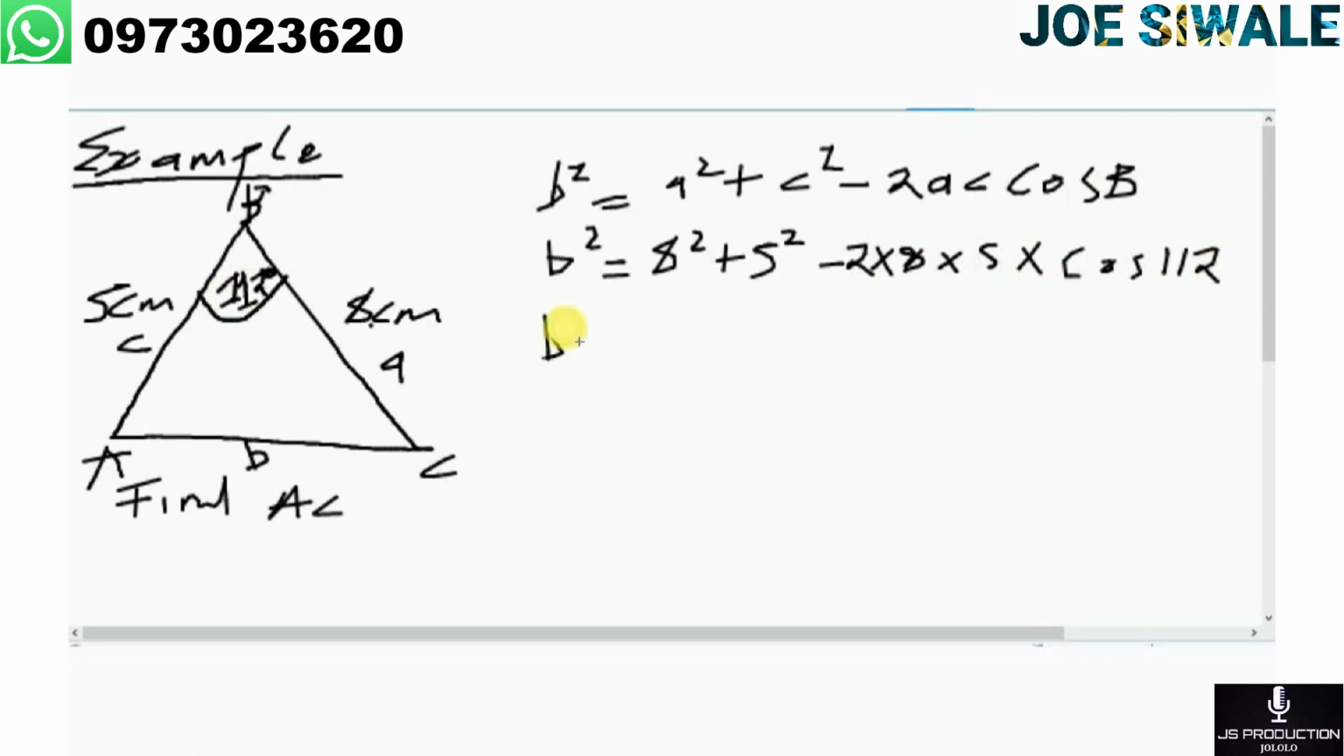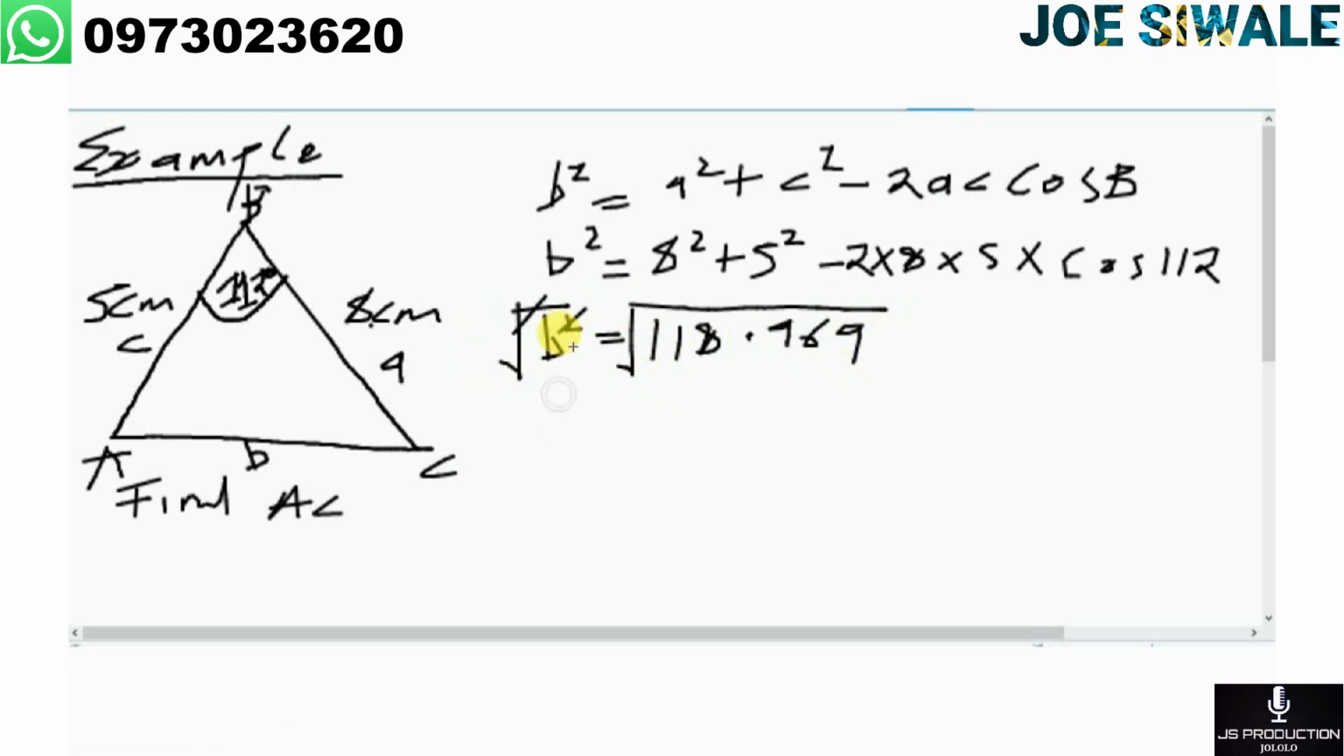So b squared is equal to, if you punch in 8 squared plus 5 squared minus 2 multiplied by 8 multiplied by 5 multiplied by cos 112 on the calculator, you are going to have 118.969. And to find the value of b, I'll take a square root on this side and a square root on this side, so this and this will go.